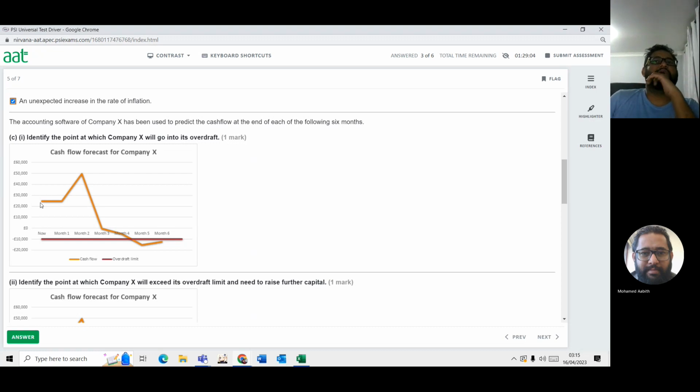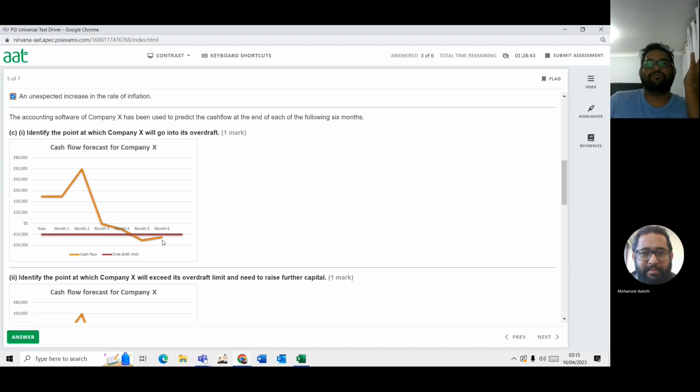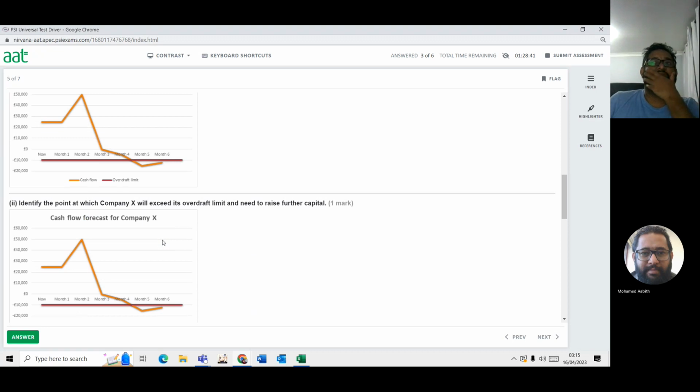At the moment, the current cash flow is 25,000 plus 25,000, then you have 50,000 cash flow, zero cash flow. That means there's no ins and outs. But then in the next 3 months, you have a negative cash flow. You've got minus 5,000 here, minus 15,000 here, and minus something like 12,000 or so. Not going to be bothered about that at the moment.